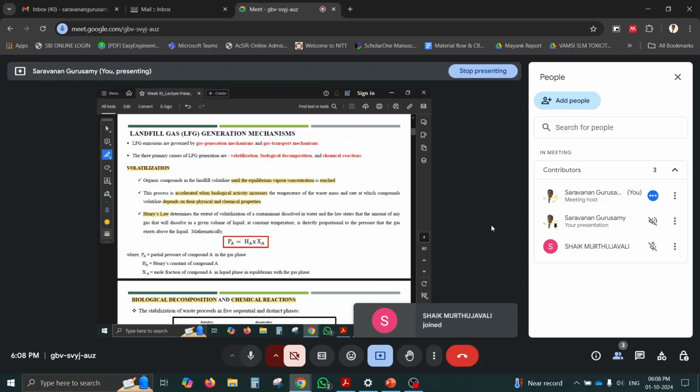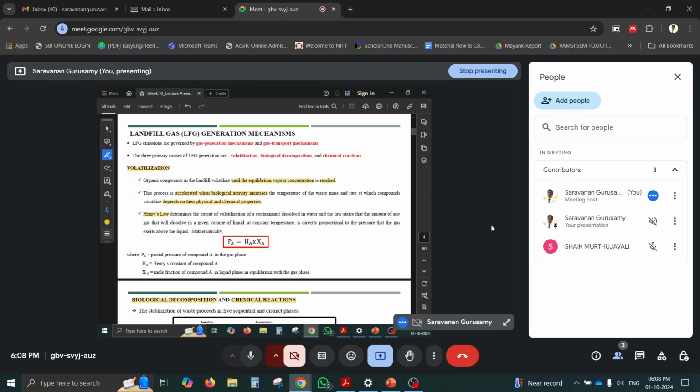Thank you so much. So we are discussing landfill gas. The two major mechanisms governing landfill gas are gas generation and the gas transport mechanism. Three major causes of landfill gas generation are volatilization, biological decomposition, and chemical reaction.